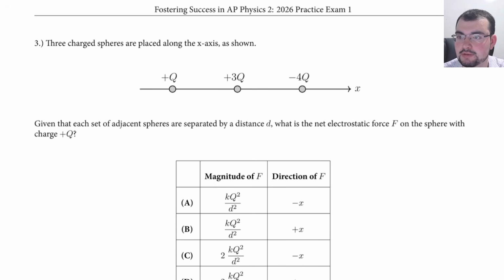We have 3 charged spheres placed along the x-axis. Each set of adjacent spheres are separated by d. What is the net force F on the plus q sphere? Well, just like with the E field, we're going to use superposition. So we know that we're going to experience a force from the 3q charge. Of course this is Coulomb's law. So we know that the 3q is going to repel our positively charged sphere, whereas the 4q is going to attract.